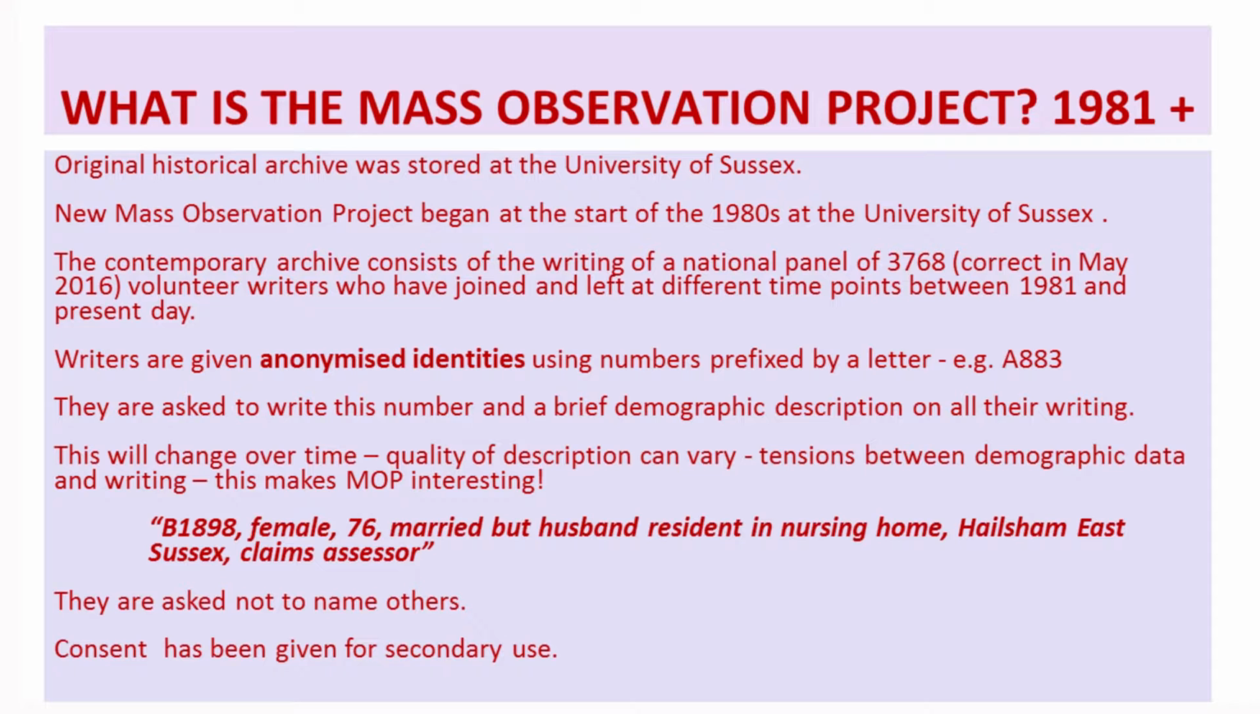So, using this example: B1898, female, 76, married, but husband resident in nursing home, Hailsham, East Sussex, claims assessor. When you look at that, you think, okay, she's a claims assessor, but you look at her age, you think, well, she's 76, so she can't be a claims assessor, surely, she must be retired. So what people are saying in their more quantitative demographic data about themselves may not be actually true to who they are at this moment.